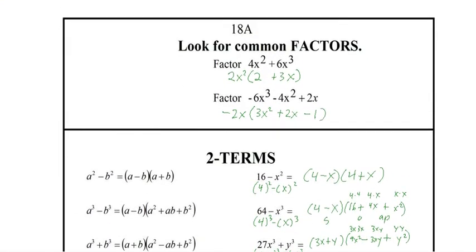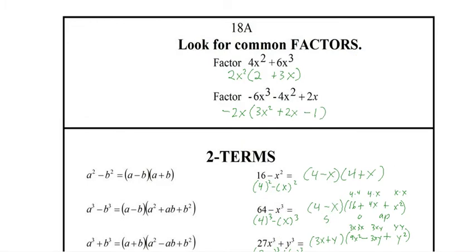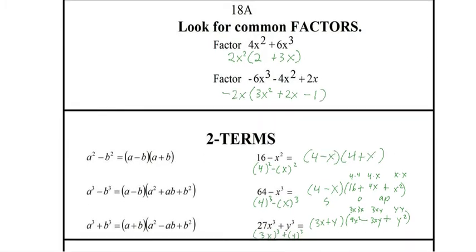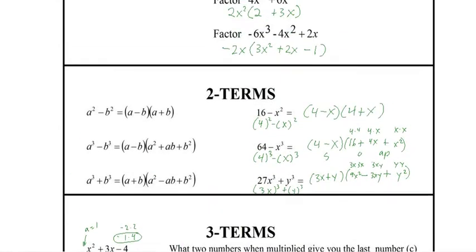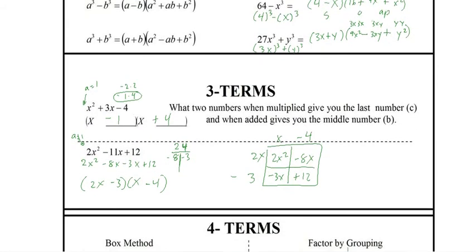So you want to go in order. GCF. If there's nothing in common or you factored out the GCF, then you count the terms that are left and see if you can factor using those. And that's it. That is the review.